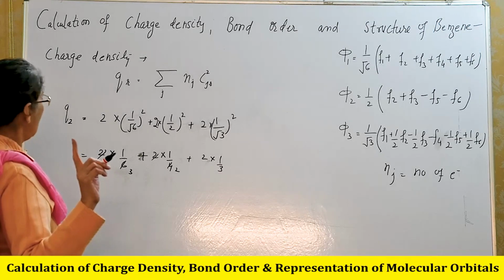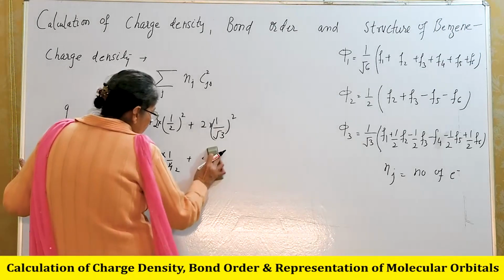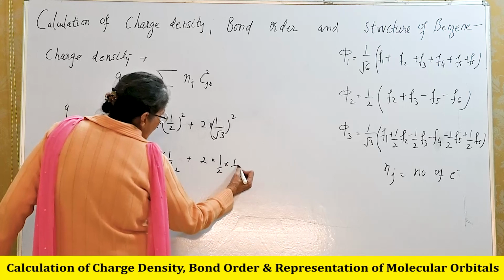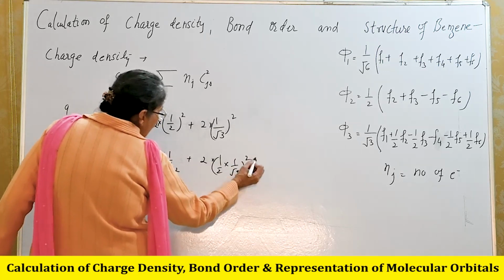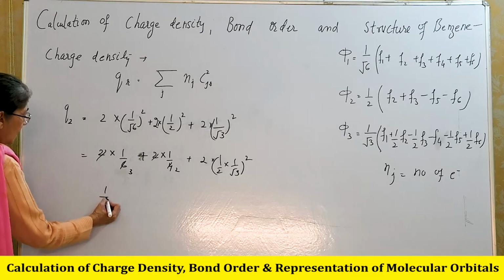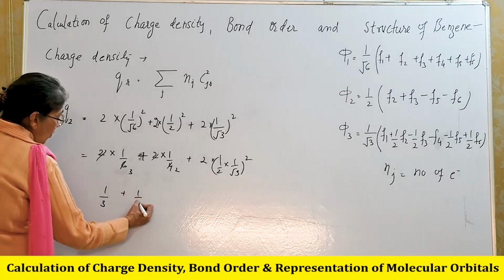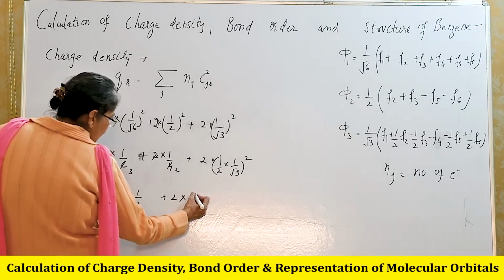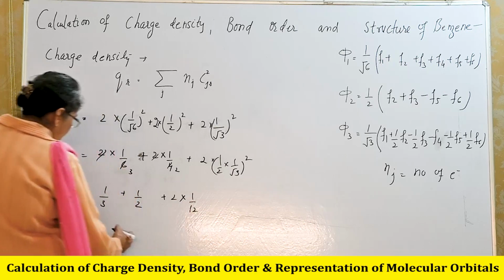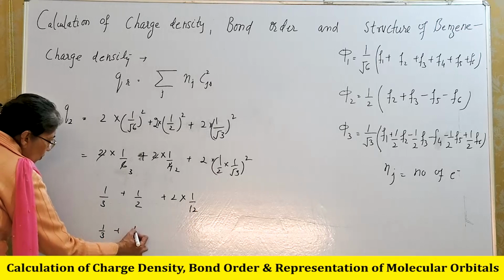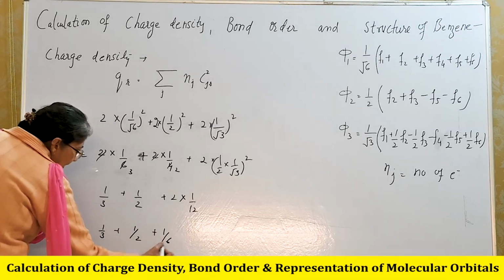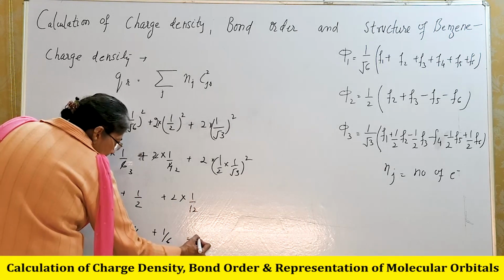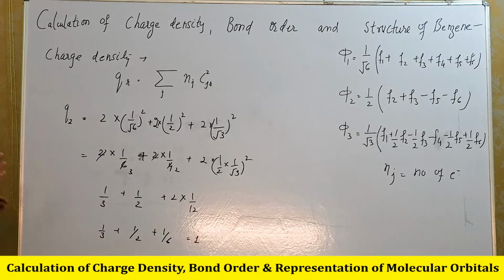Sorry, this is for Q2: 2 into 1 by 2 into 1 by root 3 whole squared. So 1 by 3 plus 1 by 2 plus 1 by 6, which is 6 by 6. Again the charge Q2 is equal to 1.